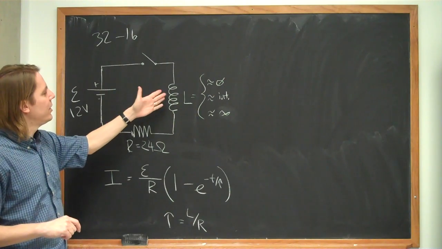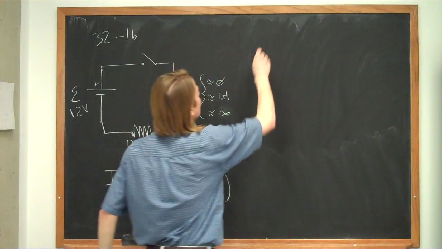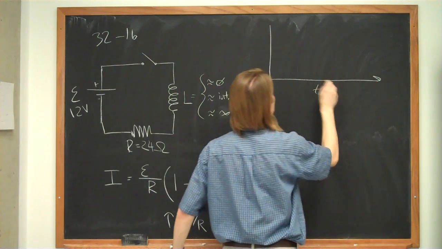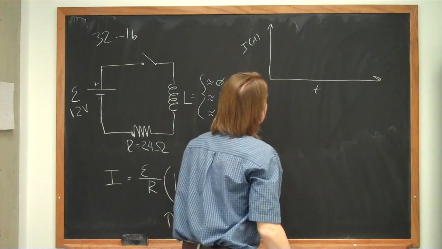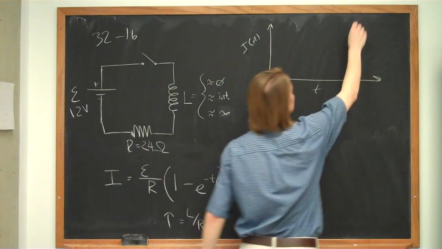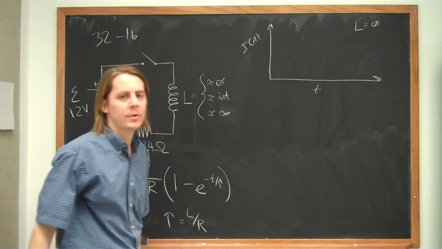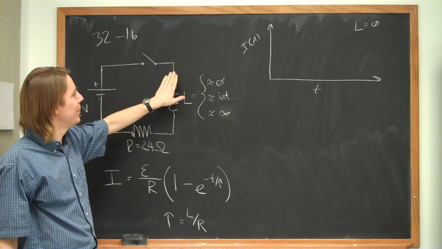So we can make these plots 2 ways. We can do it intuitively, and we can do it mathematically. Let's do it both ways. Let's first plot the first case. Here we have time, here we have current in amps. Let's do the case where L, the inductance, is pretty much equal to 0. That means it's like there's no inductor here. It has a very little effect.